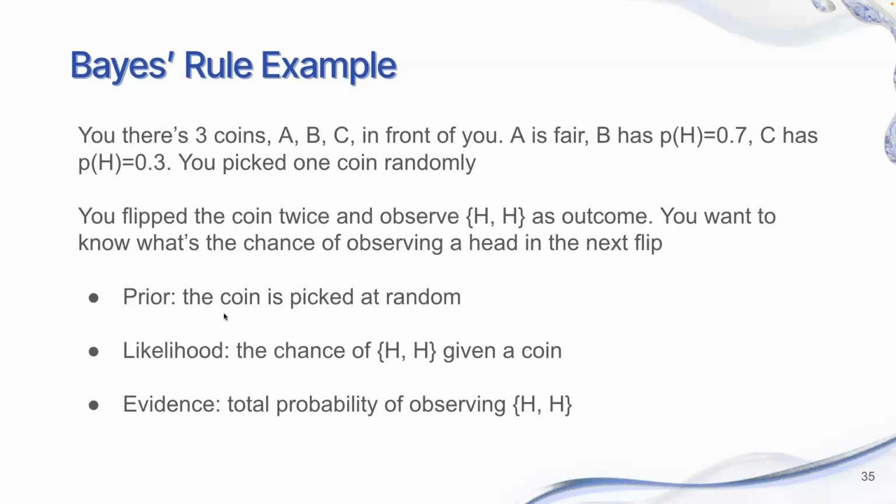For the prior, you just assume the coin is picked at random, right? That's pretty intuitive. And for the likelihood, it's just the chance of seeing 2 heads in a row given any of the coins it could be, right? That's your likelihood, which is what we talked about before. And for the evidence, it's just the total probability of observing heads given all the possible scenarios, right?